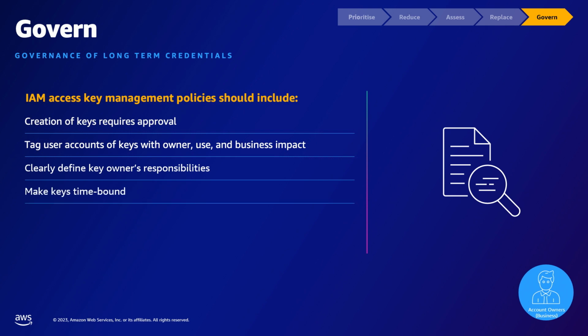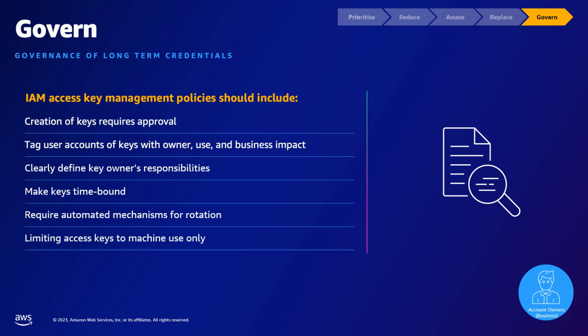He should consider putting a time limit on how long a user account can be used before it needs to be reviewed. And John should require that all access keys have an automated mechanism in place that ensures rotation happens with as little human involvement as possible. This could be a fully automated rotation process, or it could be as simple as raising a ticket to instruct a team to do the work. And lastly, he might want to mandate that IAM access keys are only to be granted for machine or programmatic access.